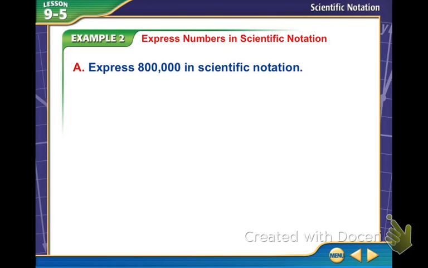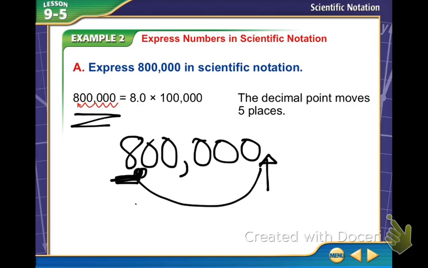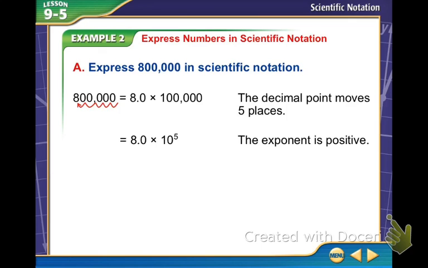We can also take standard form and write it in scientific notation. We always want there to be one number to the left of the decimal. So we know that the 8 is going to be the front number, and our decimal is going to move from behind here all the way to behind the 8. So we can count, and we see that the decimal place moved 5 places. So we would write it as 8.0 times 10 to the 5th. The little exponent of 5 was because we moved it 5 place values over.